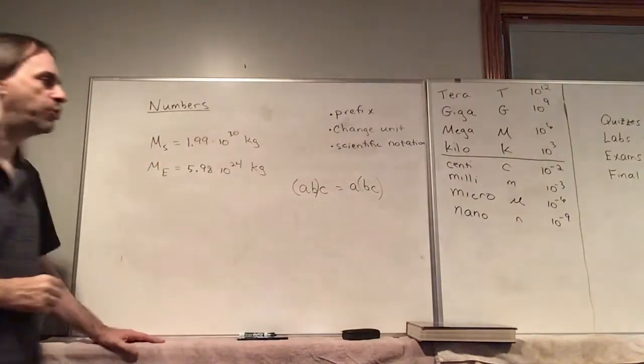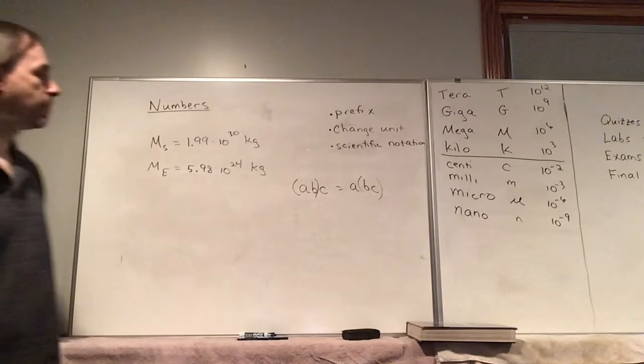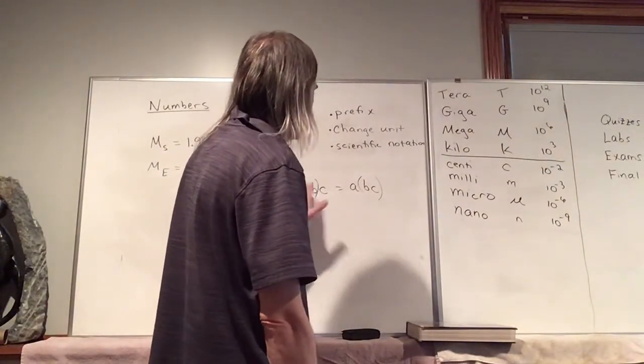I think it's called the associative rule. Or no, the commutative. It's one of those anyways. I forgot what they're called. Yeah, well, whatever it's called.